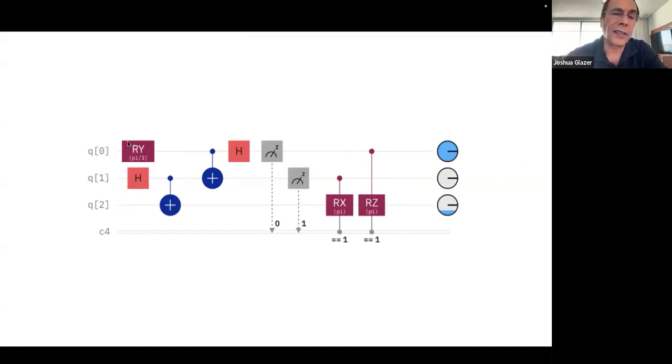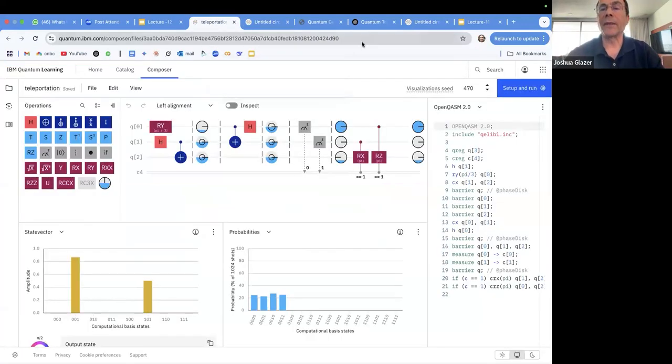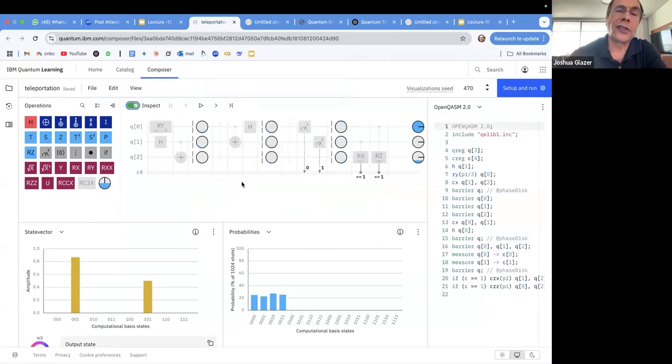The first part is doing the initial entanglement. The second part is doing the second entanglement. Measurement 1, measurement 2, phone call or WhatsApp, and then Bob does the 2 operations, and that's it. So let's just look at it in real life. This is now the real circuit, and I want to show you a very nice trick in the IBM tool, which is called inspect. So what I'm going to do here is go through the circuit step by step.